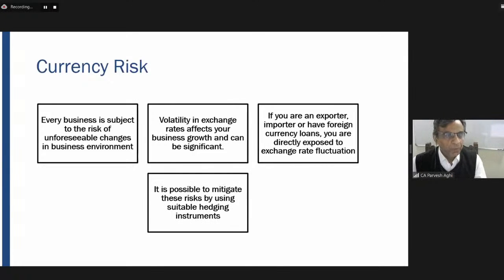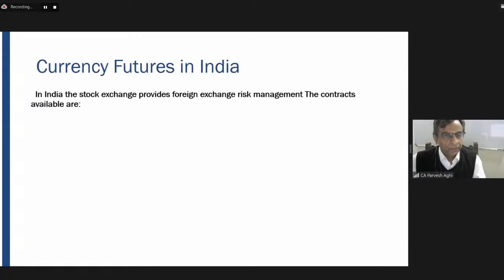It is possible to mitigate these risks by using suitable hedging instruments, and futures is one kind of such instrument. So far, what we have covered is forward contracts. Now we are entering into the arena of futures and options. The first part, which I'm going to cover today, and we'll be doing a couple of questions today itself, will cover the futures.